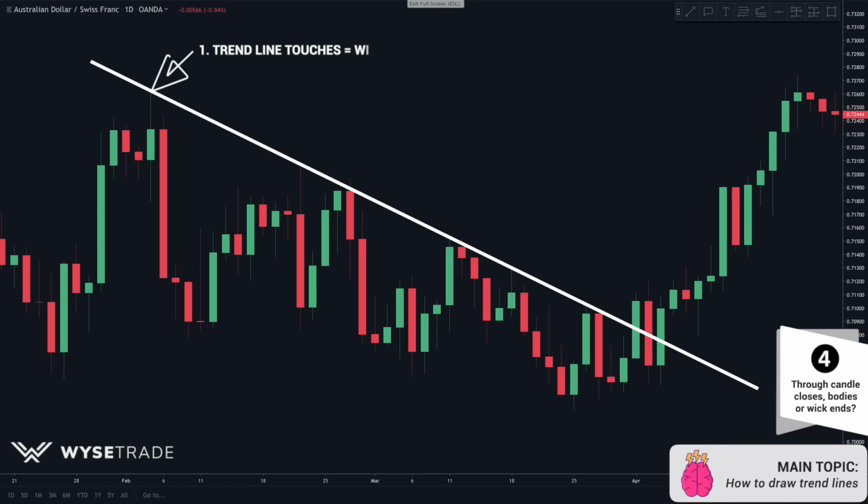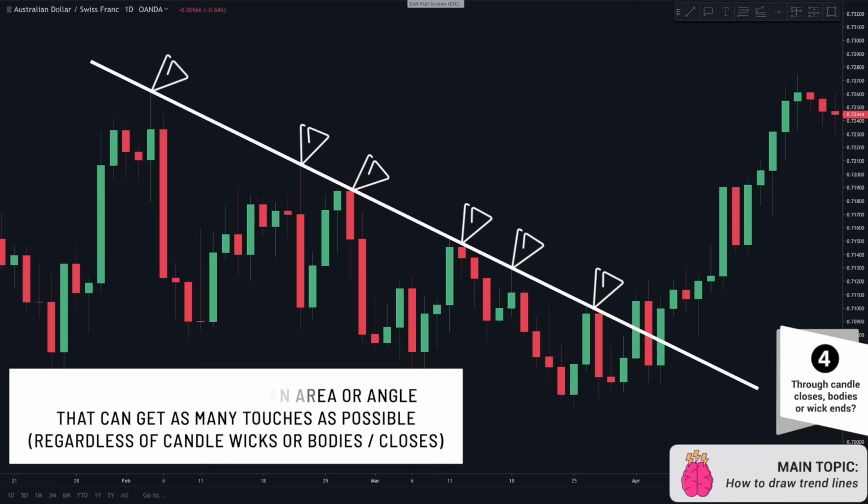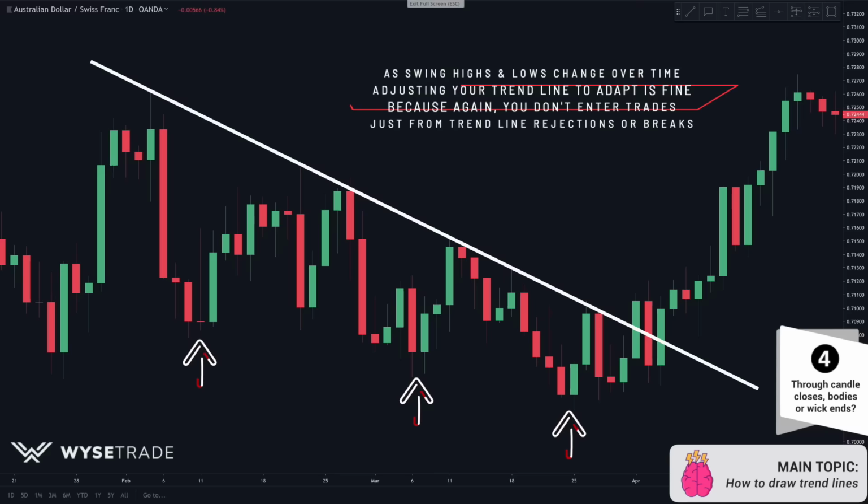So again, the trend line hits the candle body, and here the trend line hits the wick end, and here the trend line hits the wick and body. Notice how the trend line hits candle closes and wicks, whichever allows for us to get the most amount of touches. Price then finally broke out and started a trend change. So same along the bottom, our trend line would be placed like this because that way we can hit all three points. So let's do this one more time.